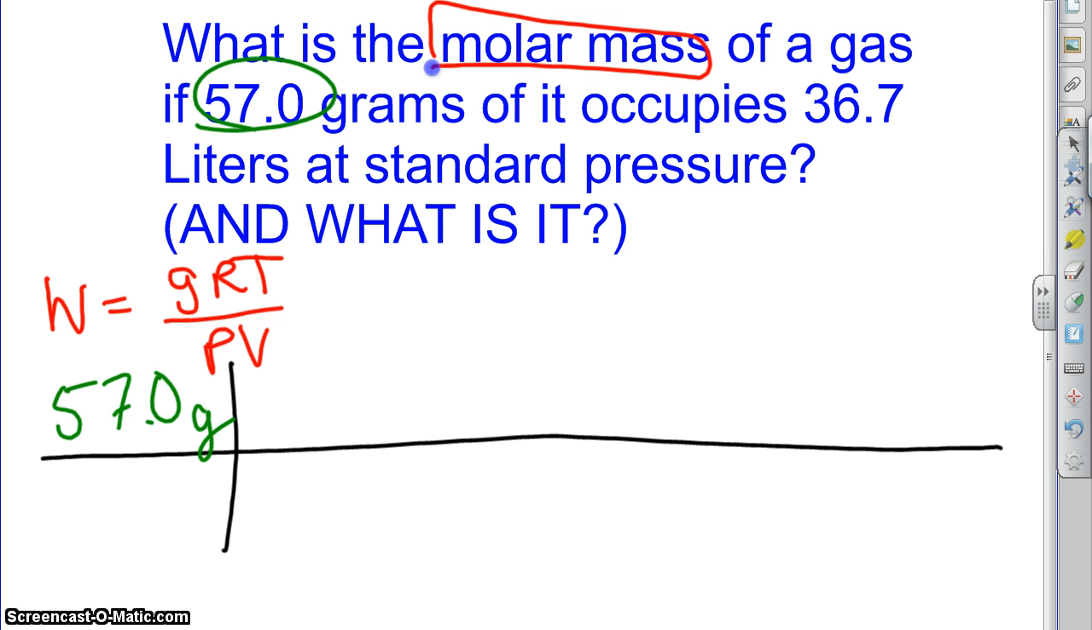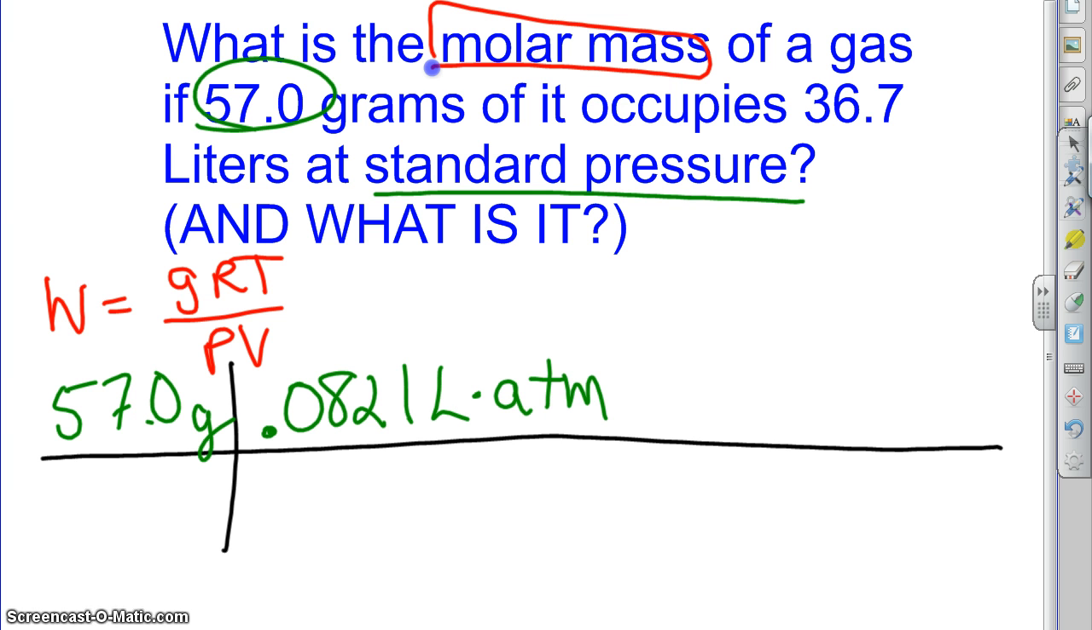There we go. R. Anytime you plug in R, you've got to look ahead and see what pressure they're going to give us. This just says standard, so we can use whatever we want. When I can use whatever I want, I use the 0.0821 value, because then I can plug in a 1 somewhere else. Liter atmosphere per mole Kelvin.